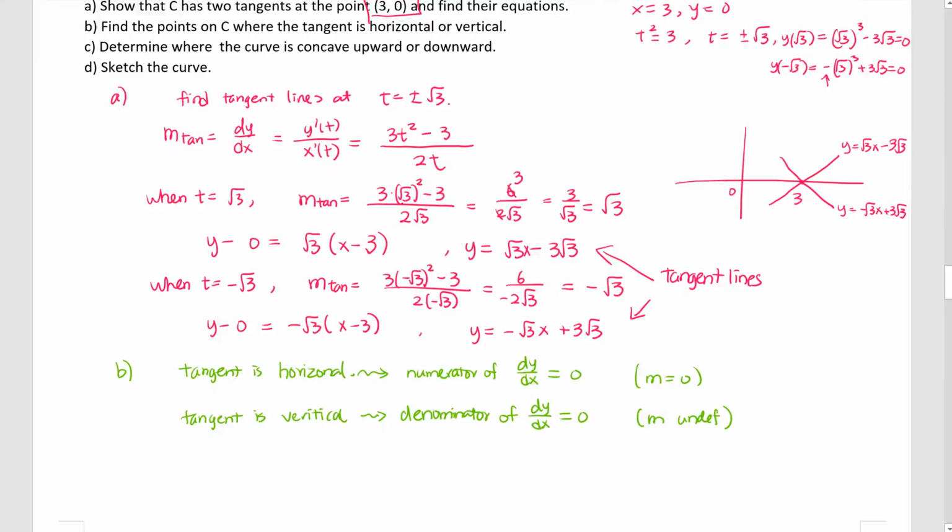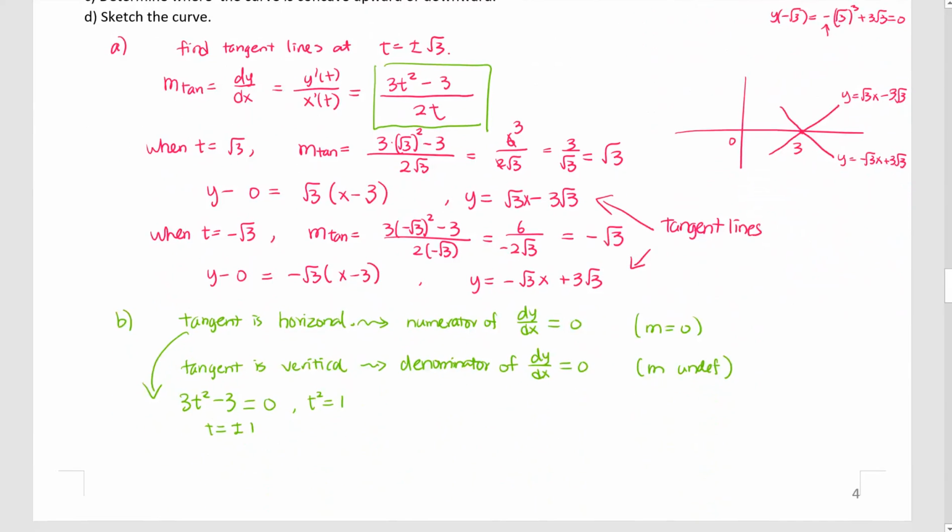So let's see. Our derivative is this guy. For horizontal, that will give us 3t squared minus 3 equals 0. Solve for t. We move the 3 to the other side, then divide by 3, and we get t squared equals 1. So t equals plus or minus 1. Okay, if t equals plus or minus 1, what are x and y?